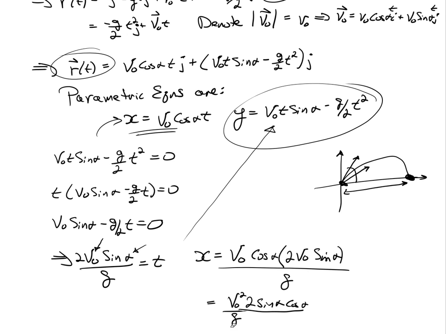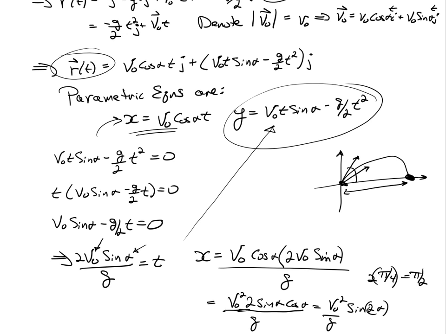Now we're getting somewhere, because this equals v naught squared over g times 2 sine alpha cosine alpha. That's the same as sine of twice alpha. Okay, now this makes sense. Because alpha is pi over 4, twice alpha gives me pi over 2, which is exactly what I want, because sine of pi over 2 is 1. So that will clearly maximize this.